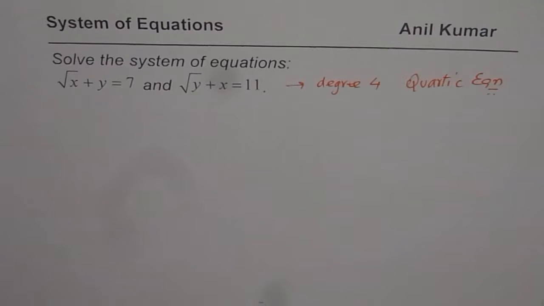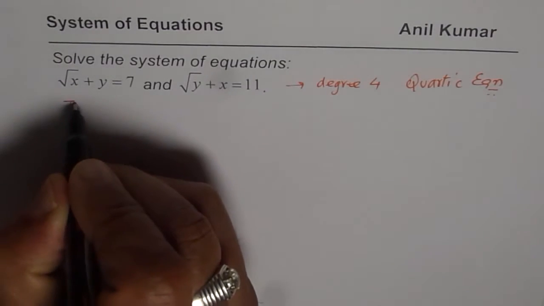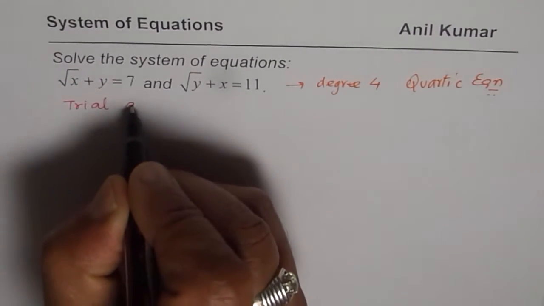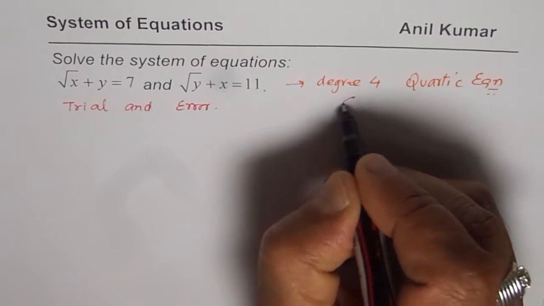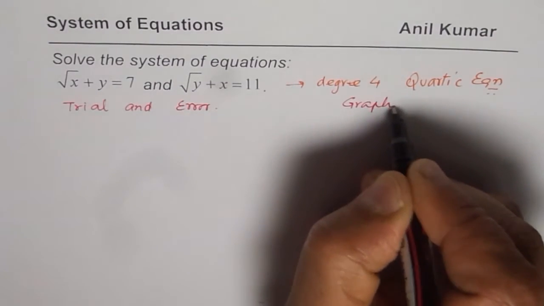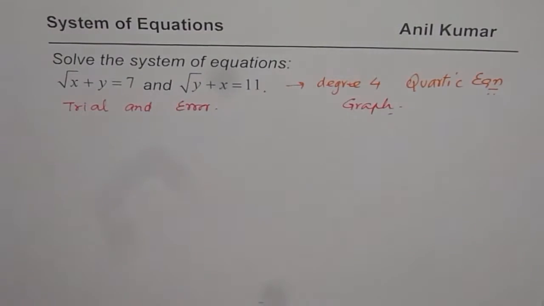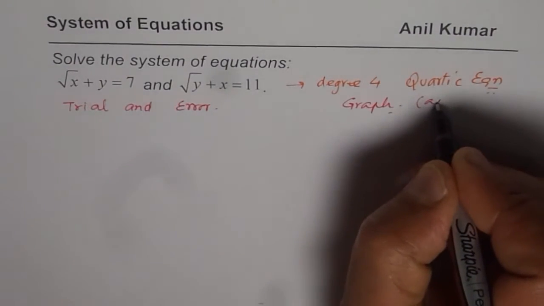My suggestion is that if you land up in these situations, especially in your test, you could adopt one of these methods. One, I say, trial and error. And the other one is graph. Now, I know that doesn't really sound so good. Graph gives you an approximate solution, right?